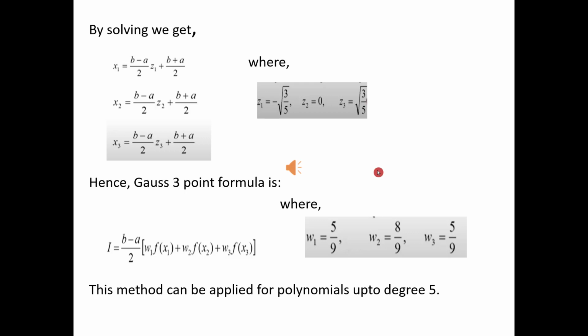Now we can generalize the Gauss 3-point formula as I is equal to b minus a by 2 into w1 into f of x1 plus w2 into f of x2 plus w3 into f of x3, where w1 is equal to w3 is equal to 5 by 9 and w2 is equal to 8 by 9. Now by applying the values of all these constants, we get the final integral value. So this method can be applied for polynomials up to degree 5.